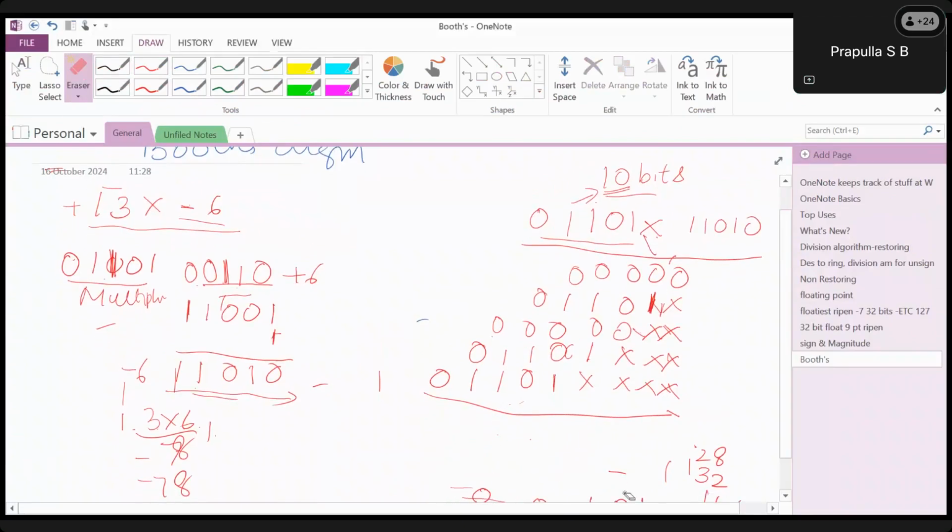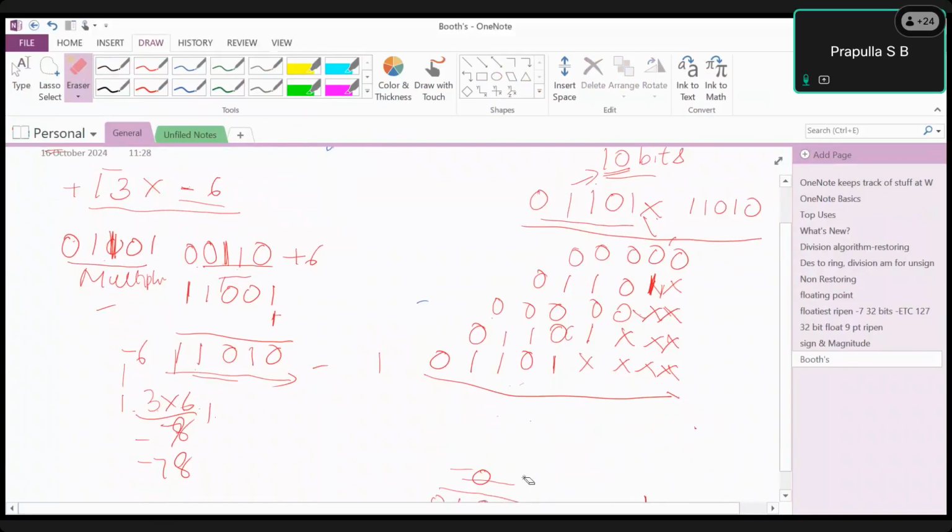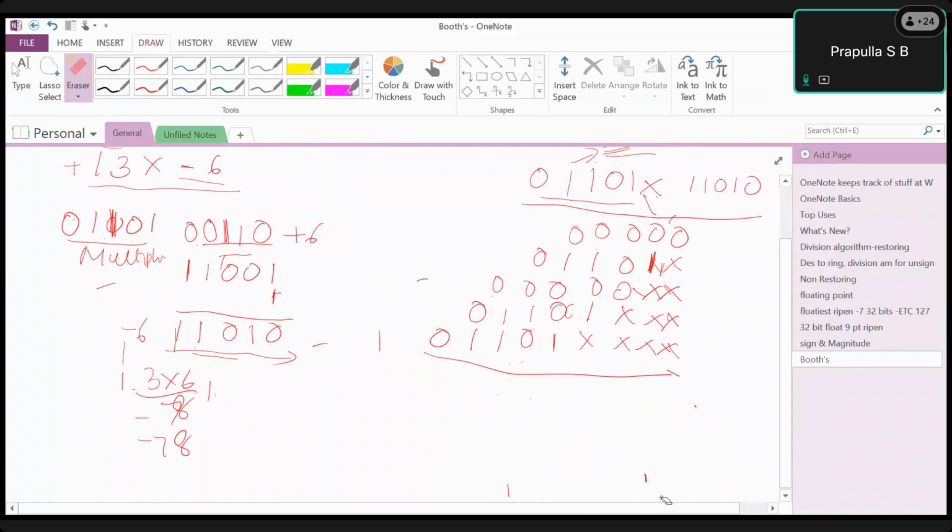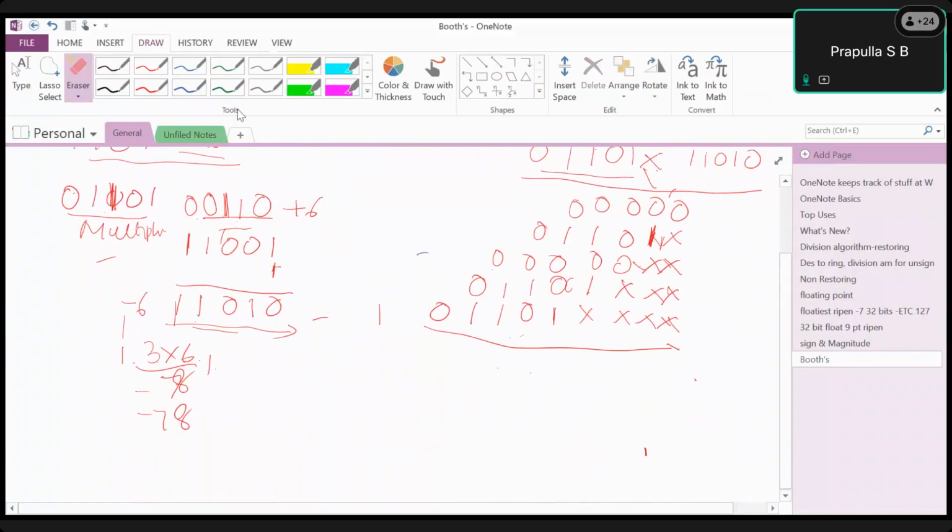Okay. We did not get the right answer, though we did it correctly. All our procedure was correct. That is, we took the sum, everything, but we did not get the correct answer. The reason for this was, see here, I told you your product should be in 10 bits. So to make it 10 bits, whatever is the MSB of this partial product, I have to go on adding. Here MSB is 0, so I'm adding. Here MSB is 0, so I'm adding.